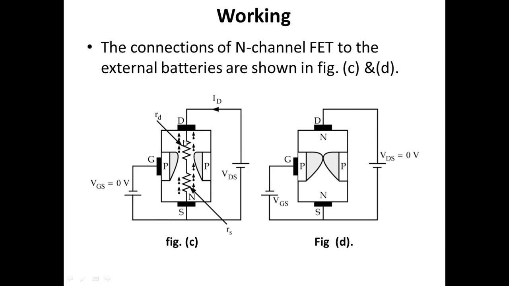N channel FET గురించి. The P channel FET is also similar to the N channel FET, only the channel current carriers are holes instead of electrons, and the polarities of VGS and VDS are reversed. ఇక్కడ VGS and VDS polarities ఏం చేస్తాం మనం? రివర్స్ చేస్తాం. If it is a P channel field effect transistor.